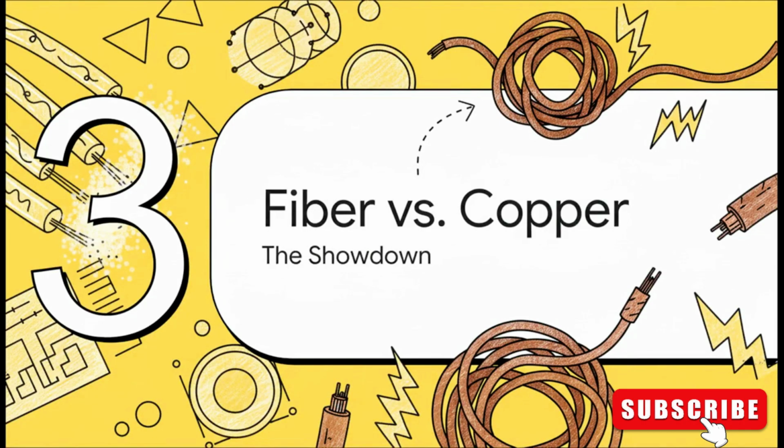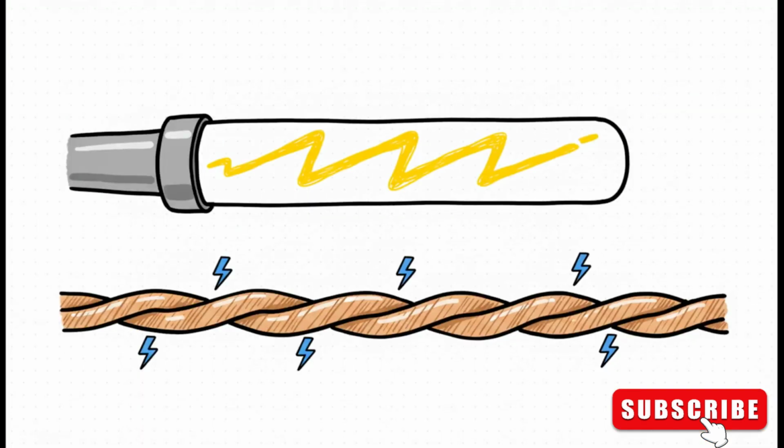Okay, so it's a brilliant piece of engineering, we get it, but why did it completely take over the entire world of telecommunications? To see that, we've got to put it head-to-head with the old champion, the copper wire. It all boils down to one fundamental difference. Fiber sends information as pulses of light through glass. Copper sends it as electrical pulses through metal. And that one single difference creates a whole cascade of advantages for fiber.